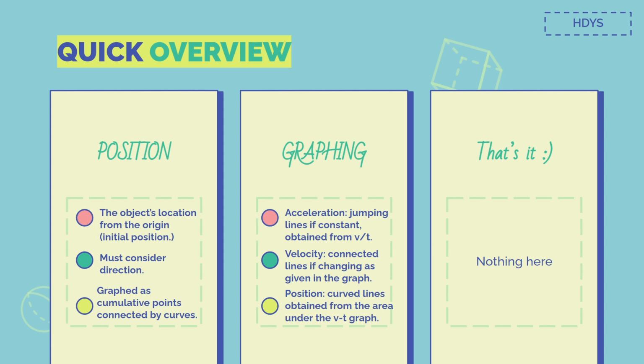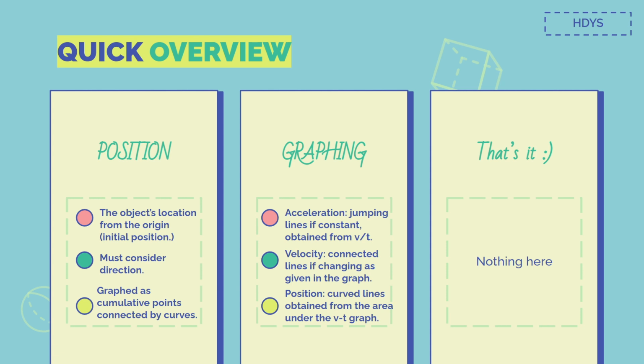And there's more on graphing here. So as we said, acceleration is jumping lines. If it's constant, and it's obtained from the change of velocity over the change of time, in this case we have a slope. Otherwise it's going to be a derivative if it's not linear. But for us it was very simple, just the slope, basic geometry.